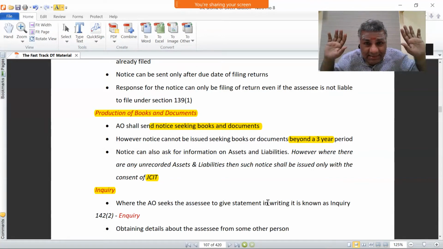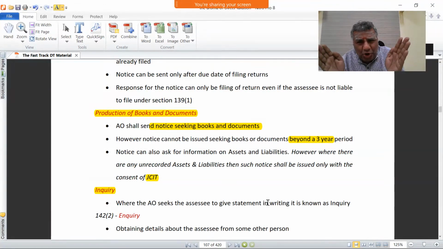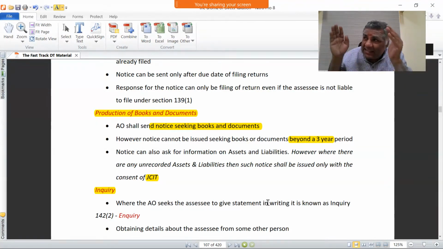All these things are now faceless. That's why all these sections are going to lose their importance, and the sections which are going to come later, now 142B, that is yet to be notified, but whatever we are going to study later is going to be more important. Everything of this is now faceless. Everything you have to do electronically only.